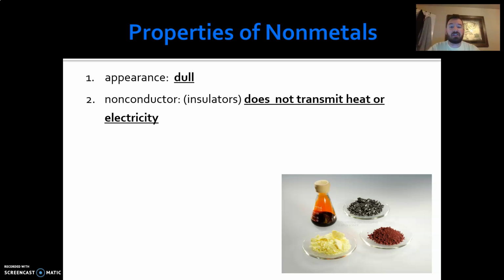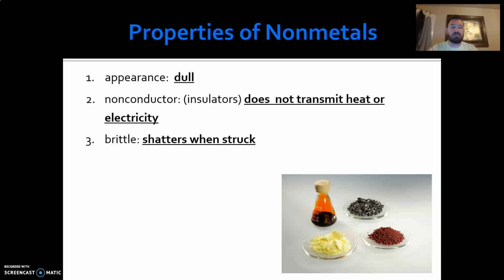Nonmetals are non-conductors, right, or they do not transmit heat or electricity. That's why we often use nonmetals for things that we do not want to get hot, like the handle of your frying pan. It's a good thing it's a non-metal, or else when you would go to hold your frying pan to either stir your food or to serve it, you would be burning your hand.